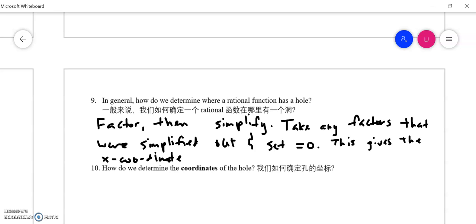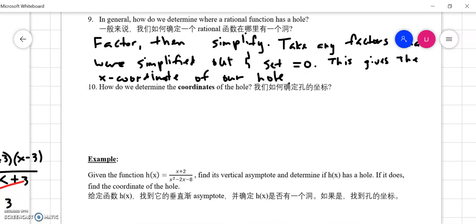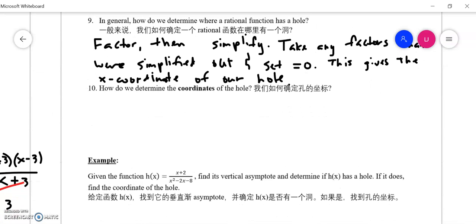X coordinate, our hole. All right, so x coordinate, great. The next question asks us, how do we determine the coordinates of our hole?